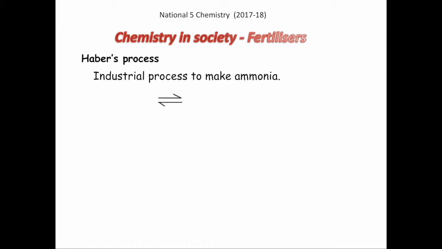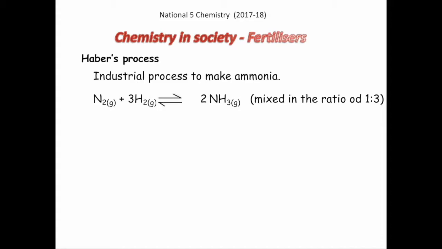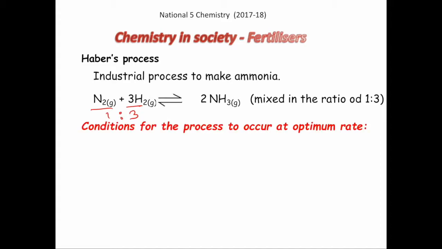Now, talking about Haber's process. Haber's process is the industrial process to prepare ammonia. In this process, nitrogen from the air combines with hydrogen that is obtained from methane to form ammonia. Both nitrogen and hydrogen are mixed in the ratio of 1 is to 3.